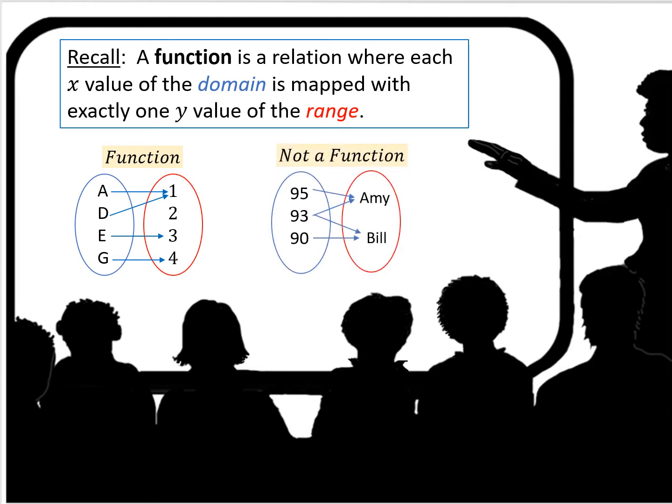On the left-hand side, we see what is a function, and on the right-hand side, we see what is not a function. And this is not a function because you notice that 93, which is in the domain, is actually being mapped to two completely different values, and that's what you can't do. It is a relation, but it's not a function.